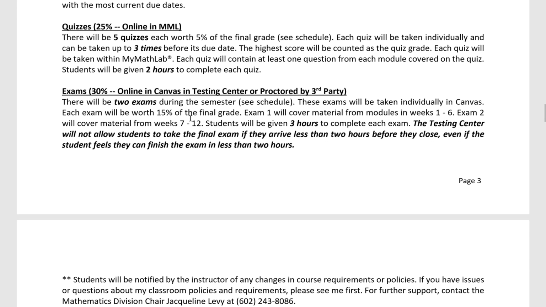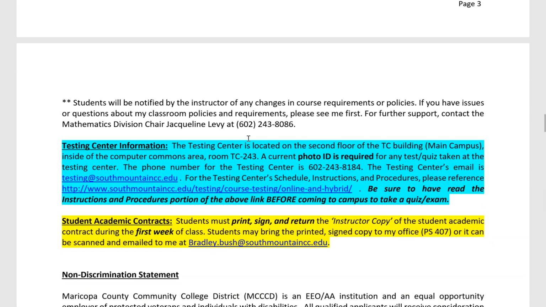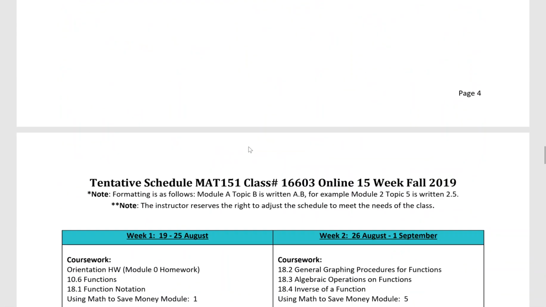Exams, there are 2 exams. You get 1 shot at those only, and those are taken through Canvas because they're proctored, so they must be done at the testing center or through the online proctoring service. And there's some information there on that. Let's see what else they have here.